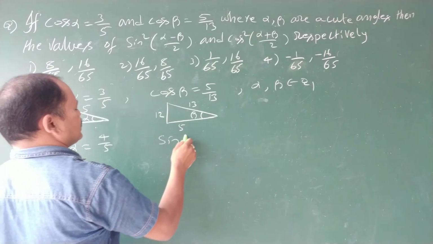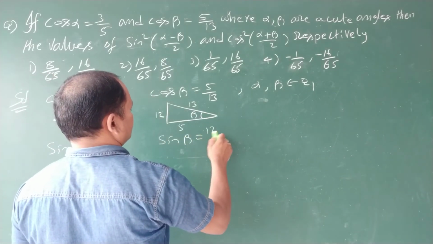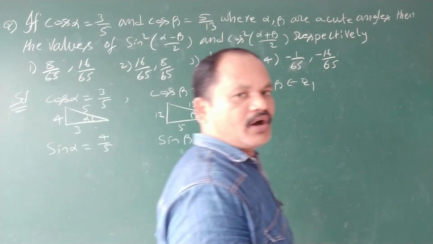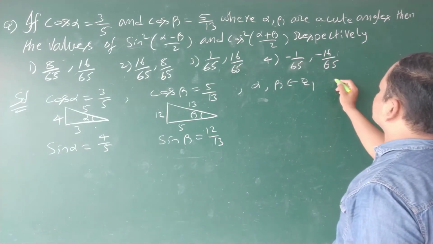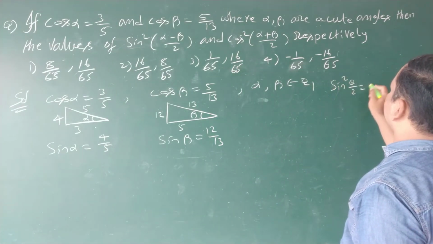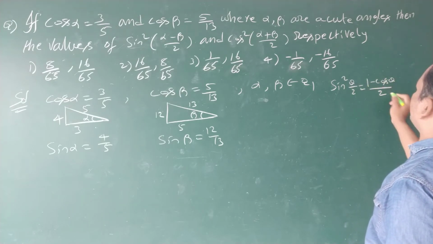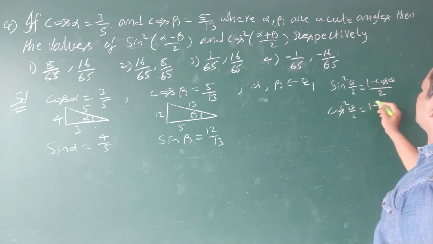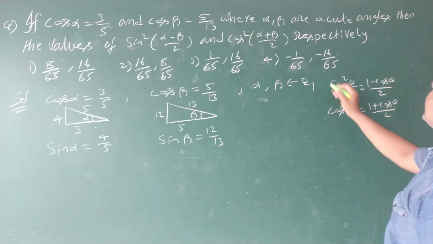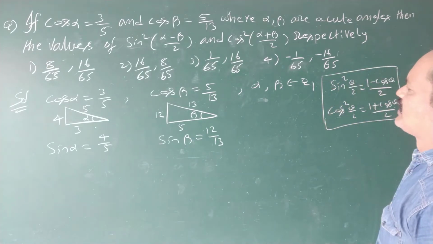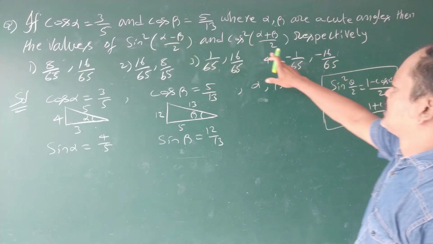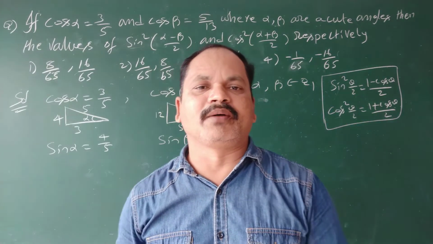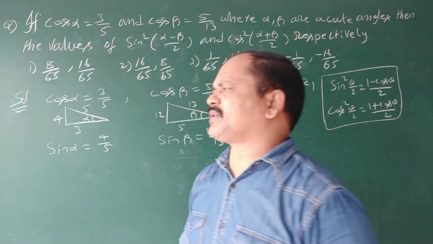From this, sin beta is equal to 12 by 13. Now we have to identify. From this, we know the formula: sin square theta by 2 is equal to (1 minus cos theta) whole by 2, and cos square theta by 2 is equal to (1 plus cos theta) whole by 2. That's why we have to identify cos of alpha minus beta and cos of alpha plus beta. That means we have to identify the cos alpha minus beta expansion and the cos alpha plus beta expansion.